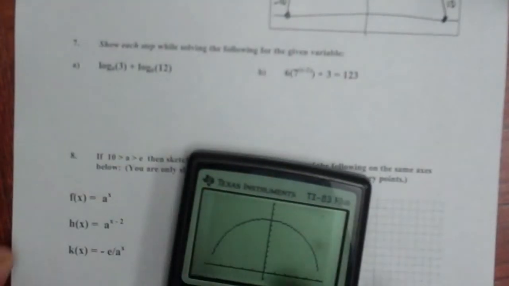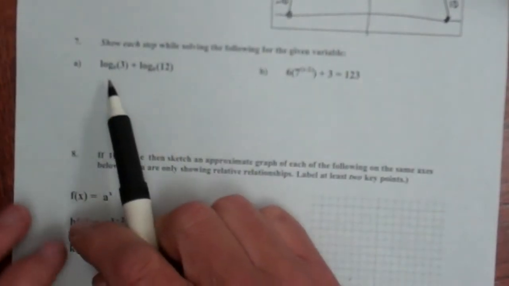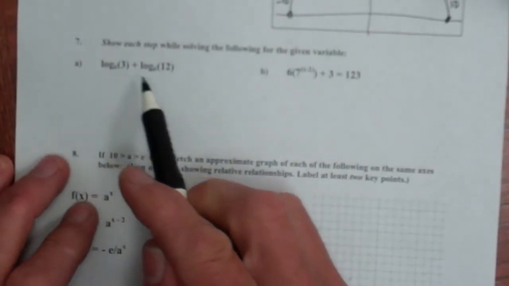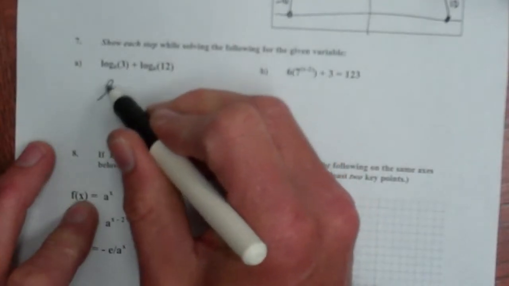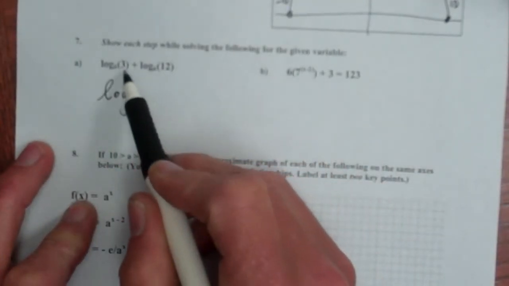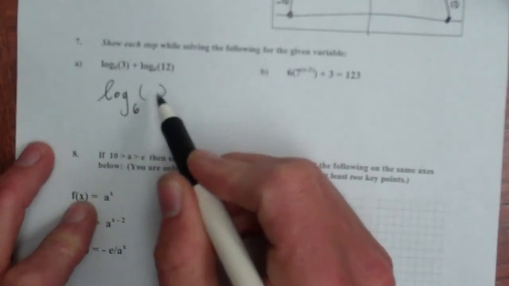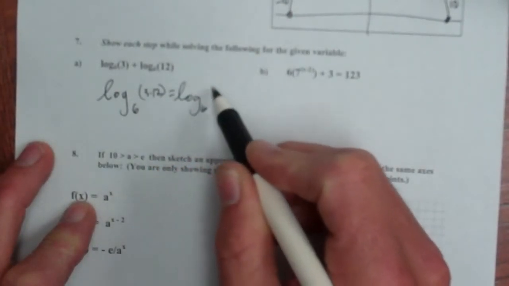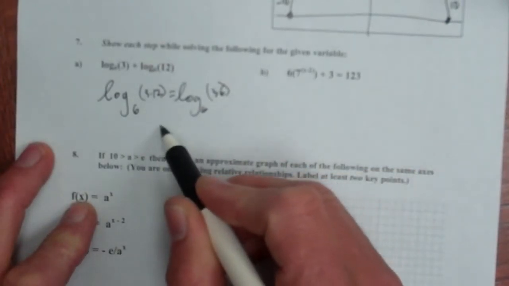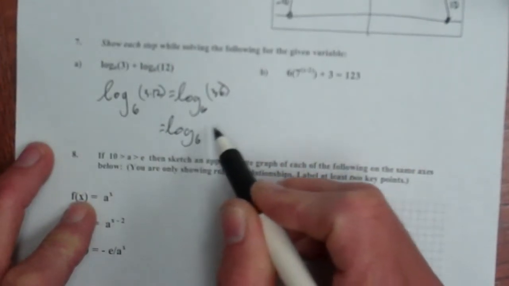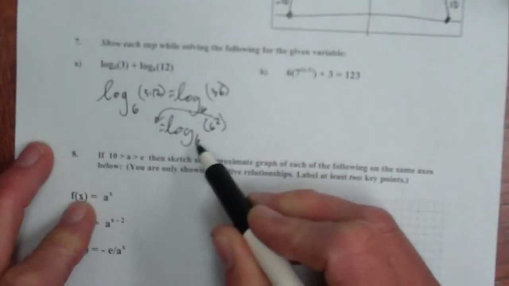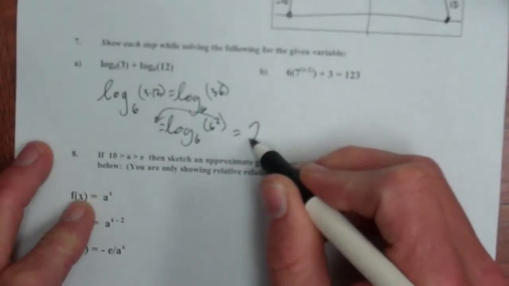Alright, next is the show each step while solving for the given variable. Here, I'd love you to do this without aid of a calculator. Just notice that each of these are base 6, so I can write this log base 6 of the product of these two. When you multiply those two together, 3 times 12, you get 36. So log base 6 of 36, well, that's equal to the log base 6 of 6 squared. The 2 comes out front, and the log base 6 of 6 cancels, and you just get 2.